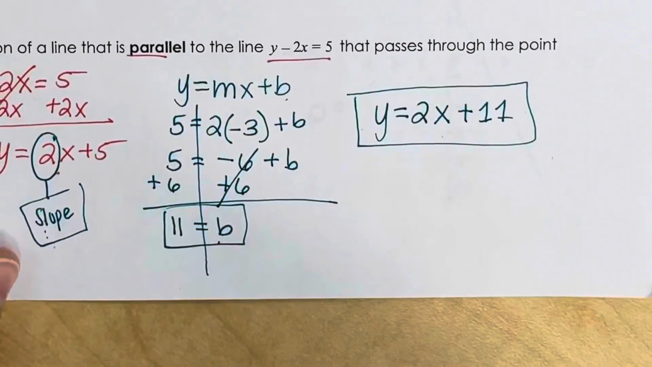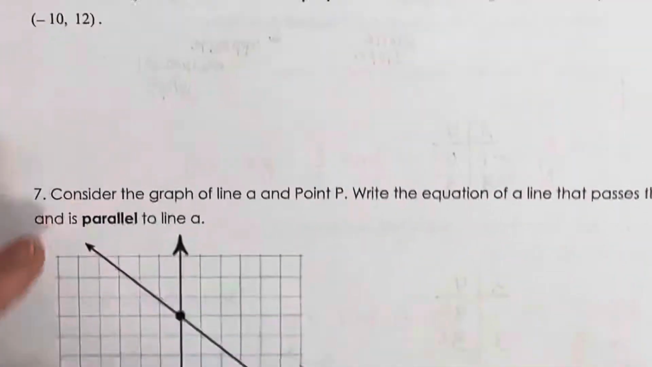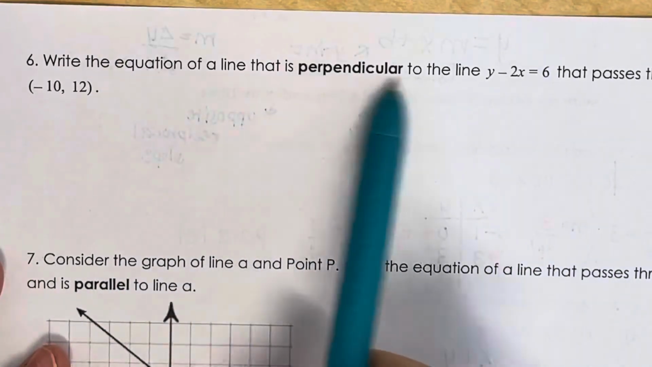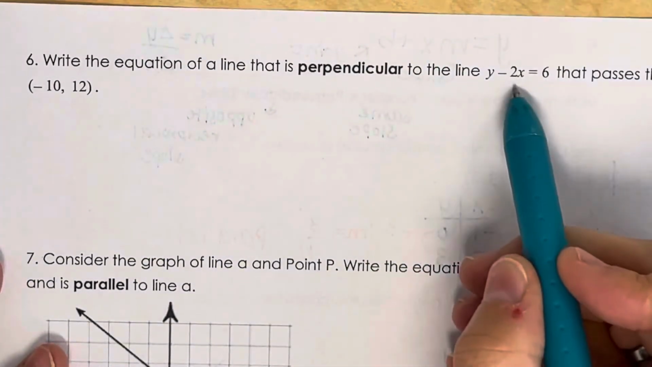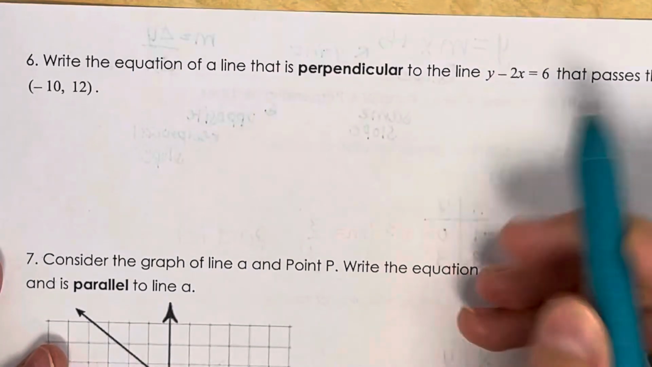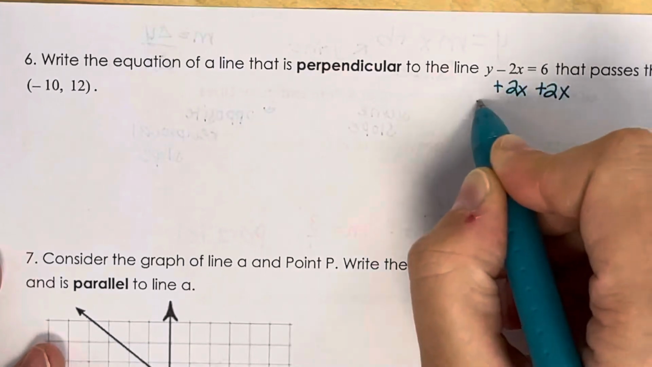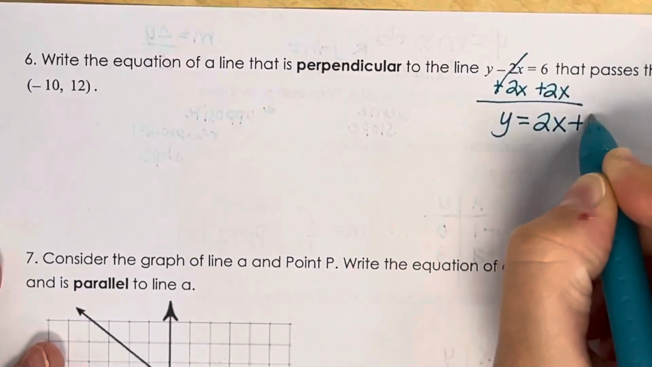And there's my equation. So all you're really doing is plugging numbers in. Number 6, the same type of question, but instead of write the equation of a line that's parallel, it's write the equation of a line that is perpendicular. So here's my equation. First thing I want to do is get this in the right form. So I'm going to add 2x to both sides because I want the y to be by itself. I get y equals 2x plus 6.